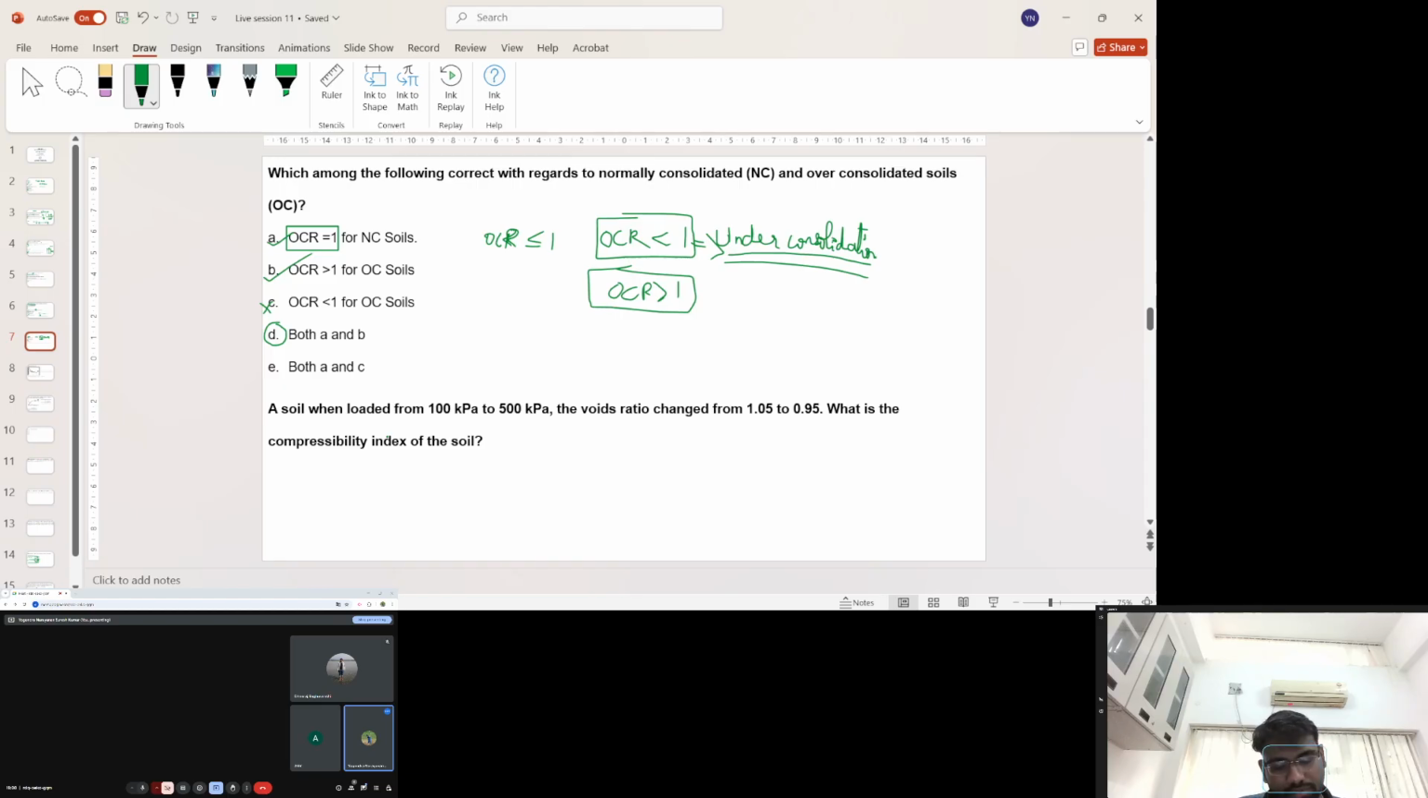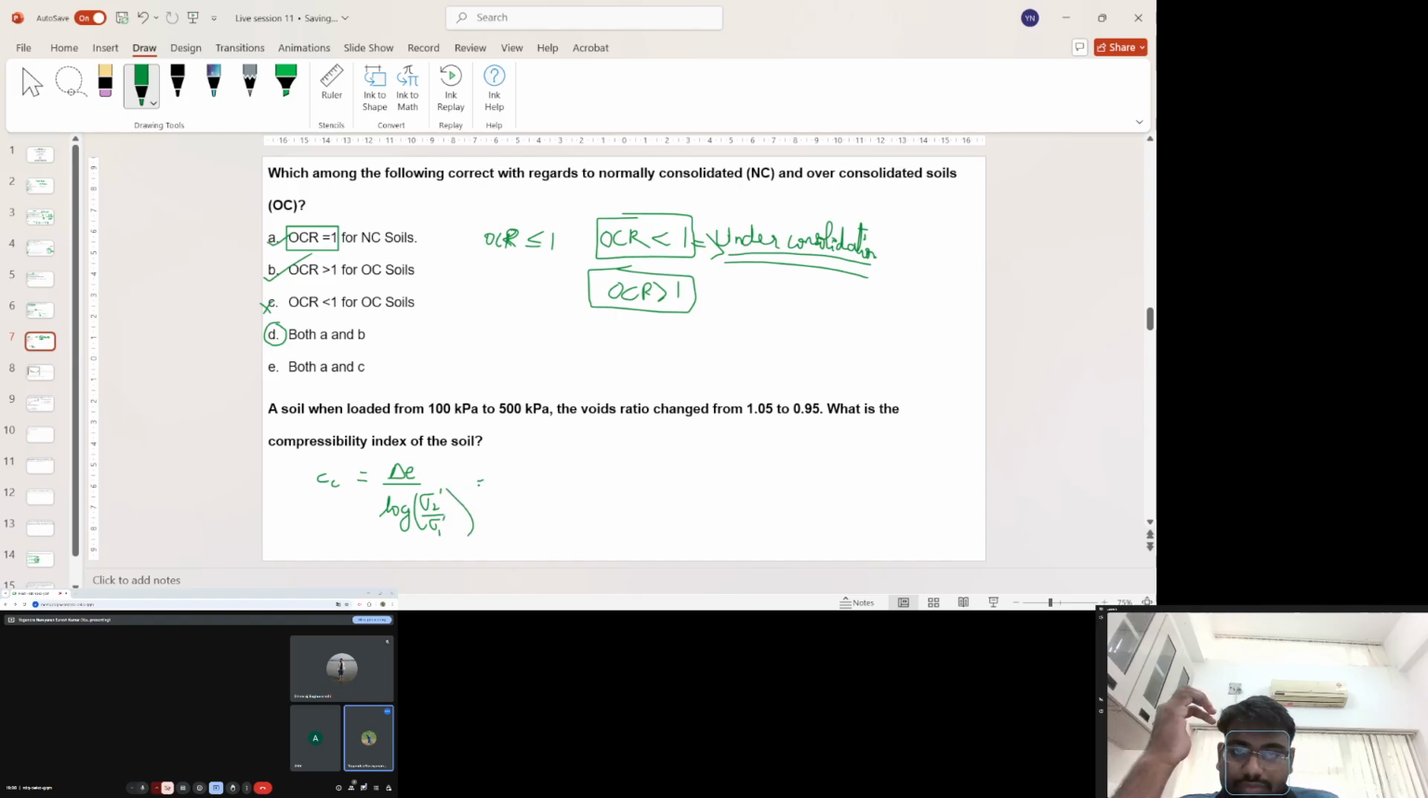What is the relation for compressibility index? Change in the void ratio by log of higher stress by lower effective stress. Yeah. So Cc is equal to delta e by log sigma 2 dash by sigma 1 dash.